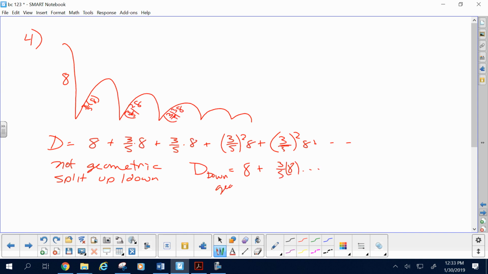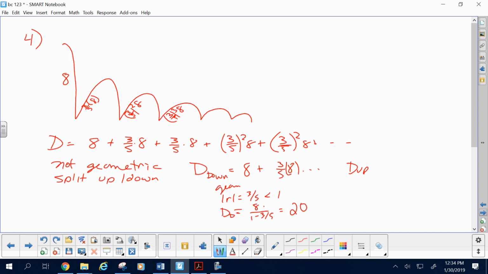It is geometric. The common ratio is 3/5, which is less than 1, so it converges, and therefore the sum for distance down is A1, 8 over 1 minus 3/5. The total distance down is 8 over 2/5, or 20. Okay?